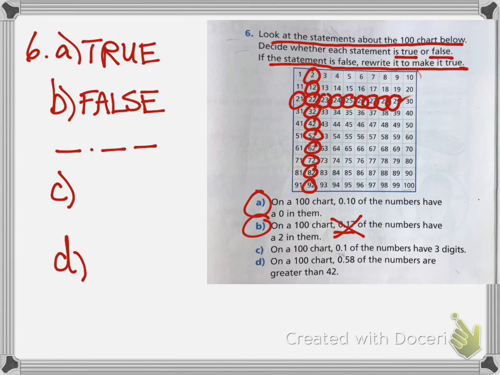Okay, C and D, you are going to do on your own. Read them. I'm just going to give you a little hint on letter C, because it's a tricky one. On a 100 chart, 0.1 of the numbers have 3 digits. And you say to me, Mrs. Ratzlaff, 0.1 means 1/10, but we have 100 numbers here. Yes, it does. It can also mean 10 100ths. So for this one, you can pretend that this one says 0.10. Same thing. They're just different in terms of accuracy. But for this one, they can mean the same thing. So do 10 of the 100 numbers have 3 digits?